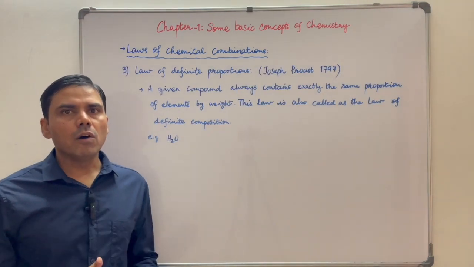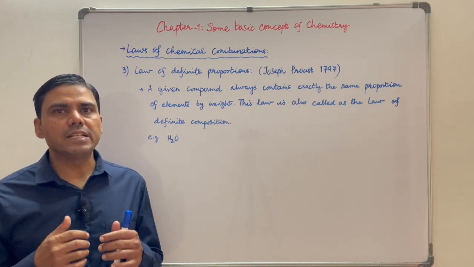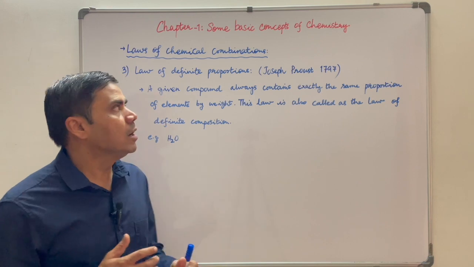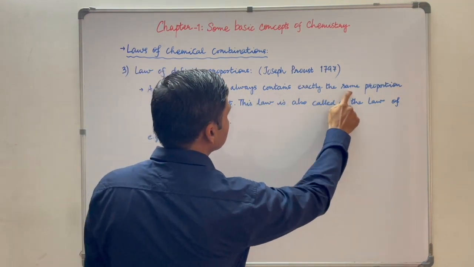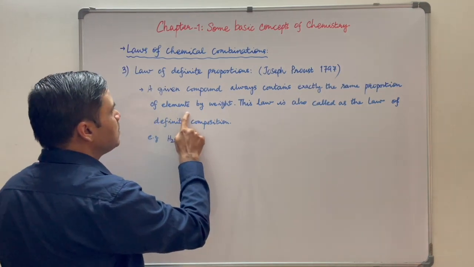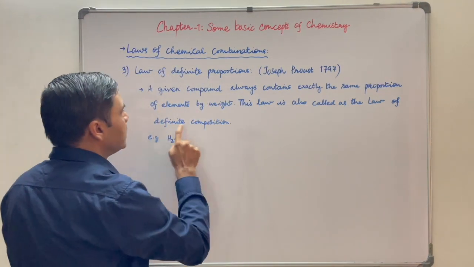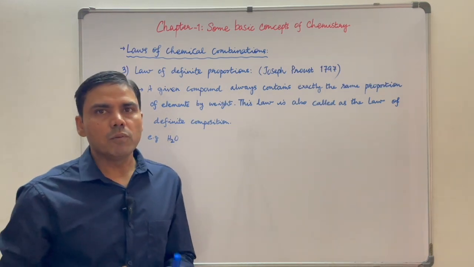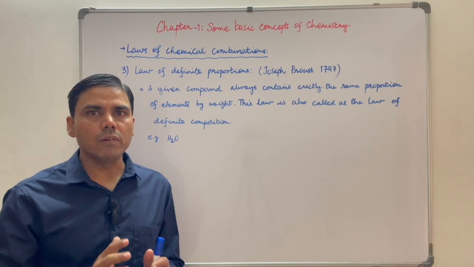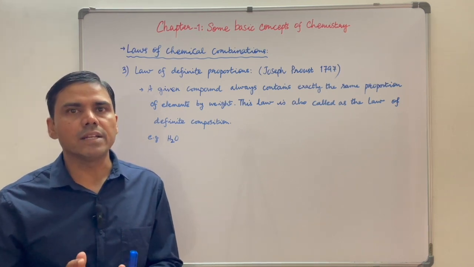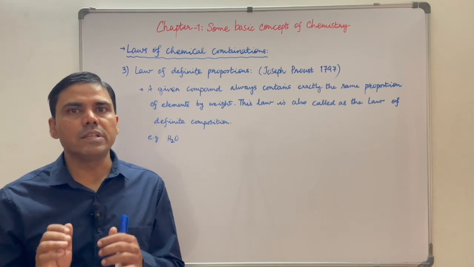Third one is the law of definite proportions. It was given by Joseph Proust in 1797. As per this law, a given compound always contains exactly the same proportion of elements by weight. This law is also called the law of definite composition. In a water molecule, the ratio of hydrogen and oxygen will always remain 1 is to 8 by weight, whether it is tap water, river water or sea water.